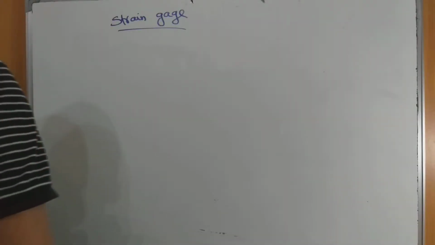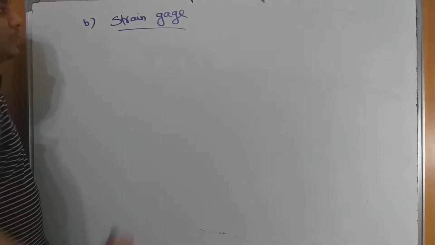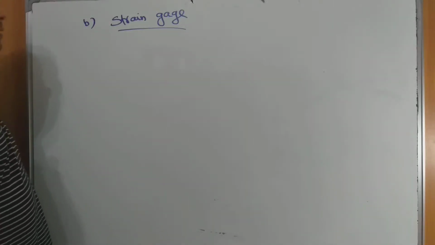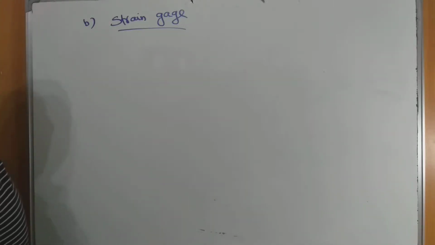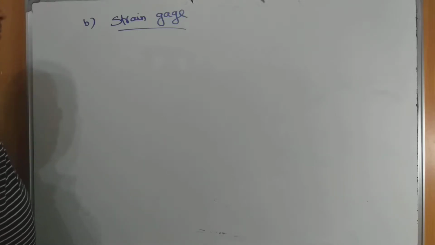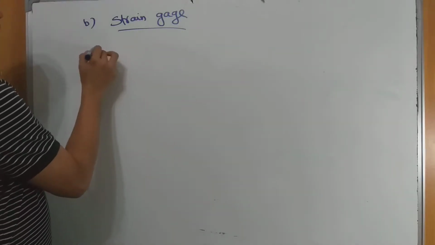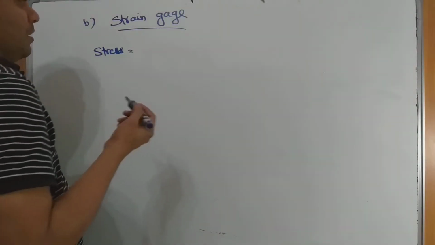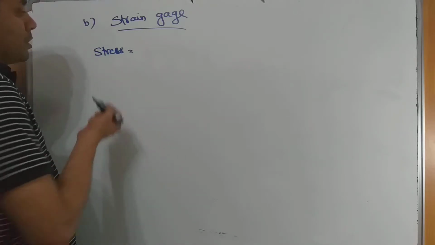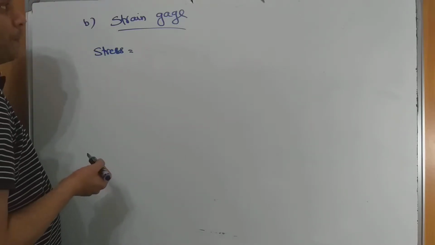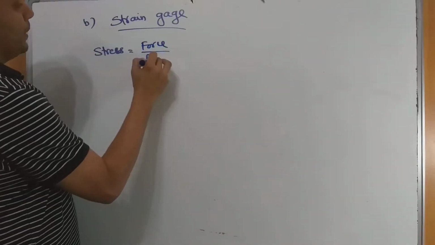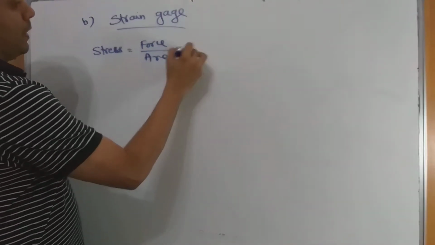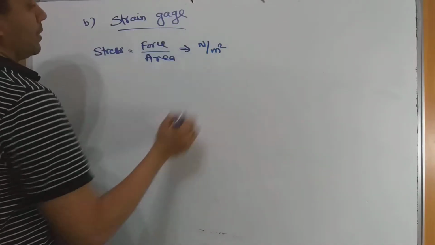So the next sensor we are going to discuss is the strain gauge. The next type of transducer is the strain gauge. As you know, in mechanical engineering we have some basic terminologies. One of the basic concepts is stress. So the stress is nothing but the force applied over area, and its unit is Newton per meter square.